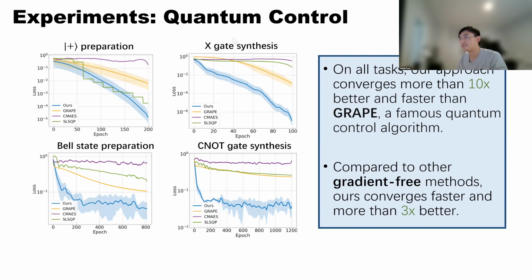We can also apply this to control problems like state preparation, such as plus state preparation and Bell state preparation using the IBM ansatz. And gate synthesis can be decomposed into several state preparation problems, and we use the total loss function as a summation of all these small basis state preparations. Our method can outperform typical quantum control algorithms like GRAPE and CRAB by more than 10 times. And compared to gradient-free methods, we can also achieve much better results.